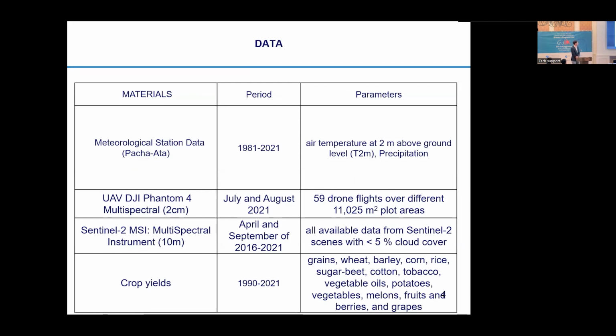Также снимки, полученные с нашего дрона DJI Phantom 4, было сделано 59 снимков за сезон. К сожалению, по техническим ограничениям мы за сезон физически не смогли сделать больше, просто технические особенности. Было покрыто порядка 11 квадратных километров. 11 тысяч квадратных метров, вот так точно сказать.